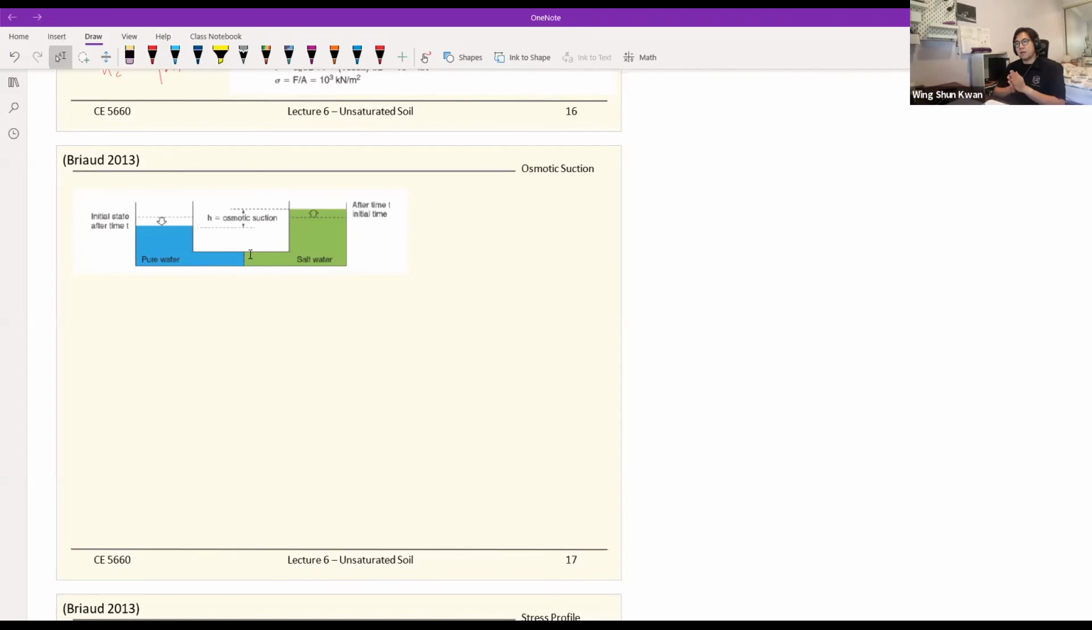So it's a very small sieve that is able to separate the salty minerals, and in the end you realize there's a different head between the salt water and the pure water. The difference in head over there is the osmotic suction, and water always wants to go from the high head to the lower head, which means from high energy to lower energy. So this produces a potential energy, a suction, to draw the salty water toward the distilled water.